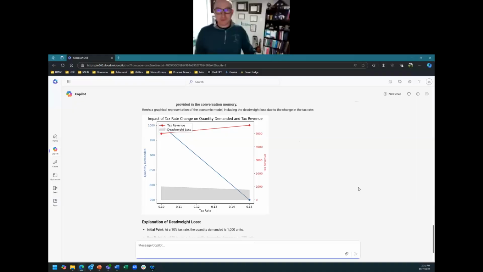I'm sure of it. So here we have the graphical representation of the deadweight loss. We can see the deadweight loss shaded in gray toward the bottom of the graph as an inverse relationship with the tax revenue, which is what we would expect. And we can see the overall effect where the deadweight loss takes place.